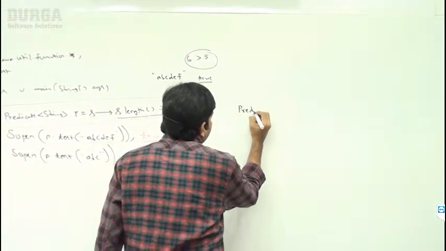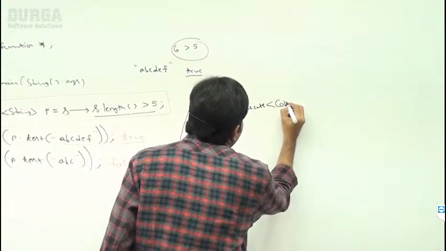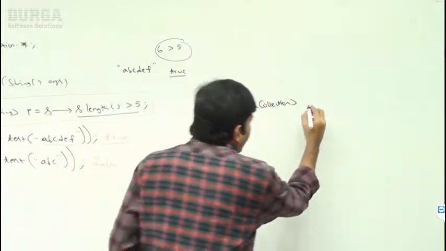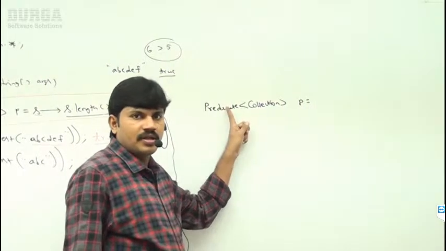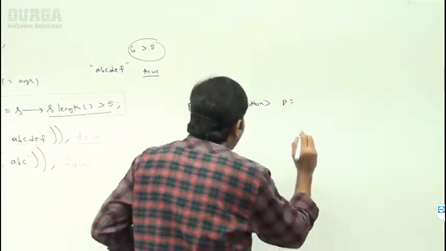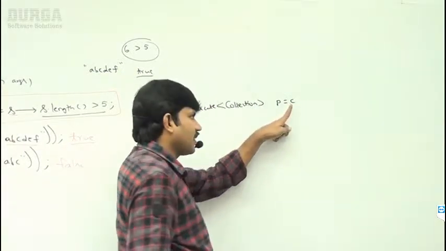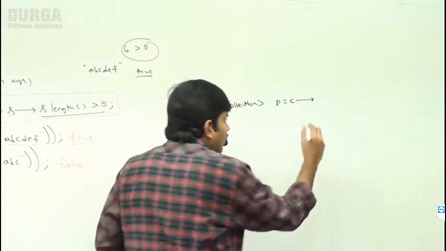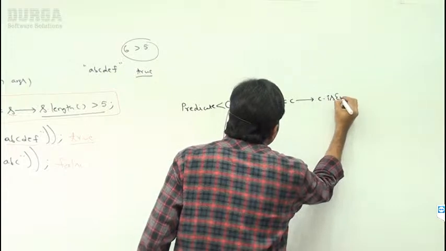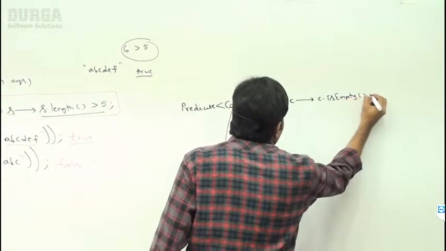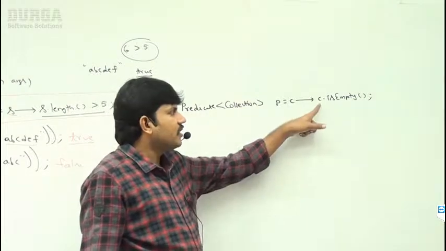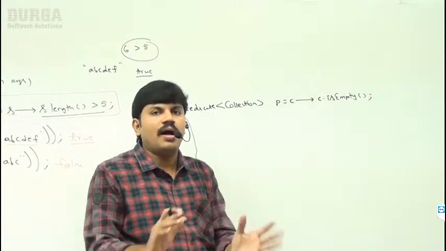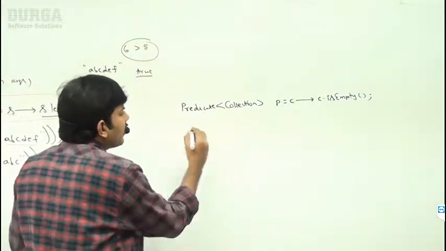Predicate of collection. Are you getting it? P is equal to predicate of collection. What do we have to check, sir? I will give some collection object, and now you need to check whether this collection is empty or not. c.isEmpty(), that's all. What is the condition I have to check, sir? c.isEmpty(). It will return true or false. Now you can call this method.